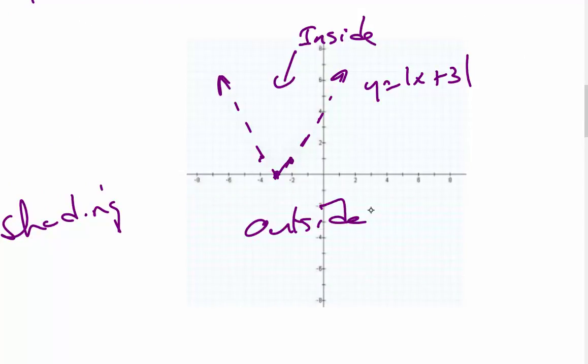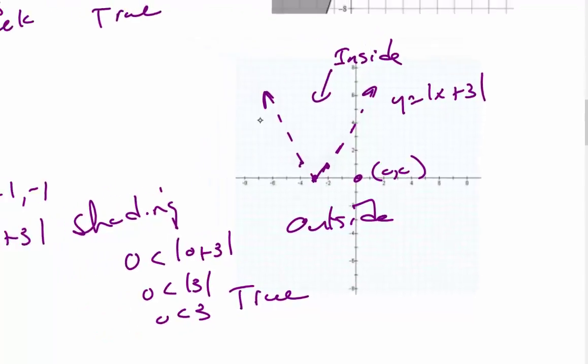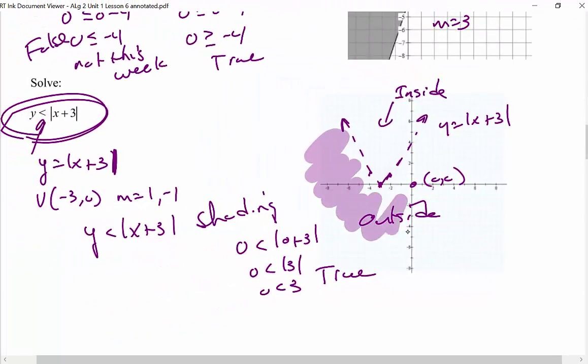See that? So if I just pick a point like (0, 0), I'm going to test it. 0 is less than the absolute value of 0 plus 3. 0 is less than the absolute value of 3. 0 is less than 3. That's true. Well, that implies to me that I want every point outside the absolute value. I want all of these points.